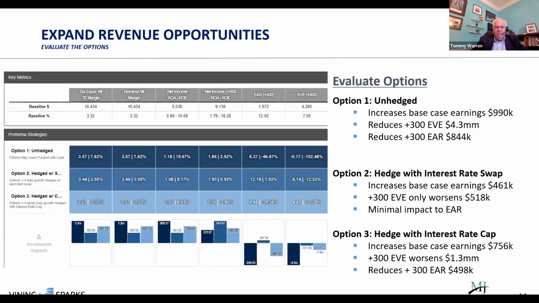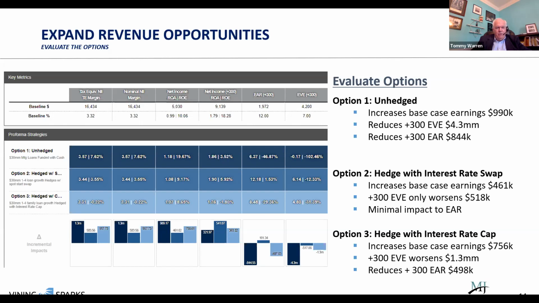This one's a little tougher to read, but it just uses the Performance Architect, in which we take the same information and show on option one the impact on our earnings and risk of not hedging the mortgages. And then we have chosen a couple of others, hedging with an interest rate swap or hedging with an interest rate cap. And I don't want to get too caught up in just these numbers.